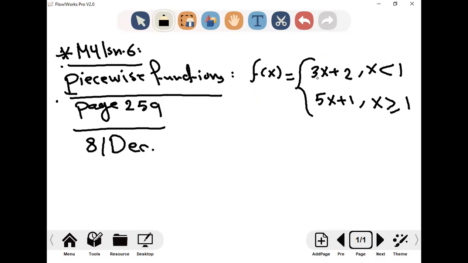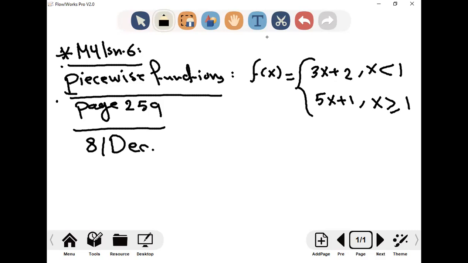The function name is what? F of x. And here we have two rules, 3x plus 2 and 5x plus 1. A little bit ago, we said it has one rule only. Here we have two rules, but each rule defined on specific numbers. Means here 3x plus 2 if x is less than 1, meaning any x less than 1. This is the rule for that. Any x more than or equal 1, this is the rule for that.